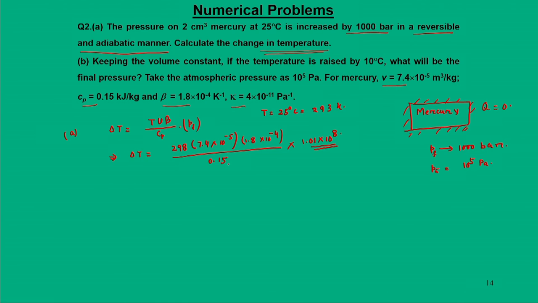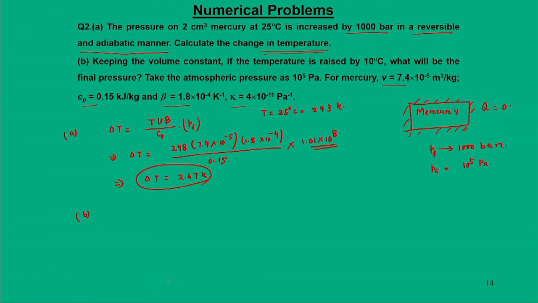Okay, because you have this in kilojoule. So, delta T we can find out as 2.67 Kelvin, which says that mercury is very insensitive to this change in the pressure. Although you have increased the pressure by 1000 bar, hardly any temperature change is recorded, about 2 degree Kelvin.